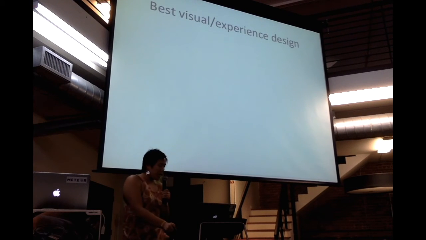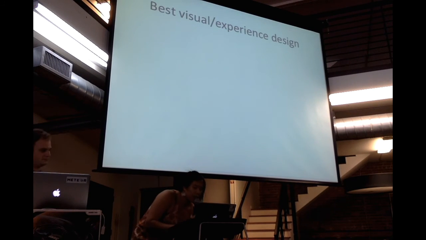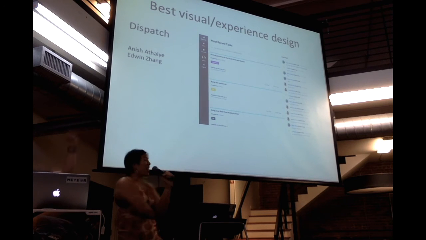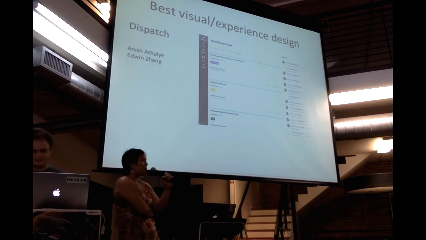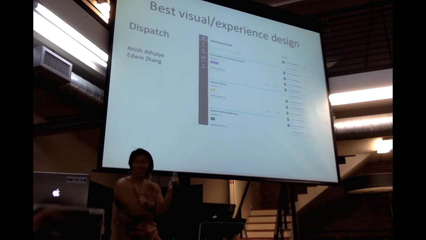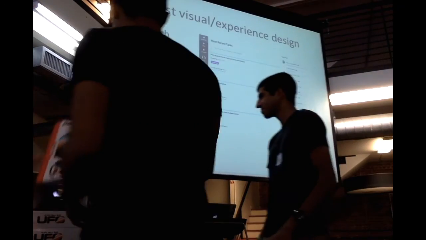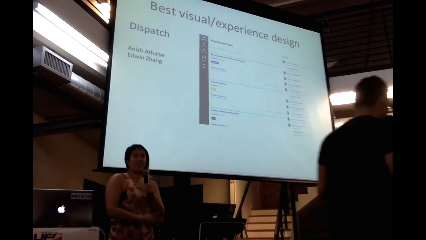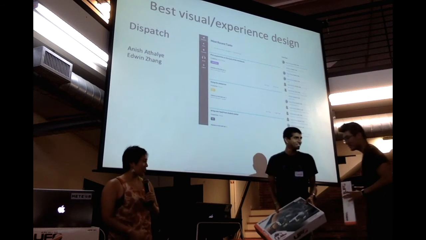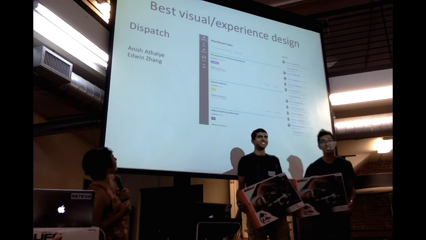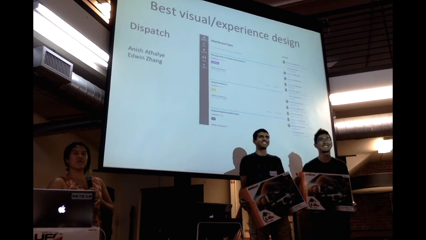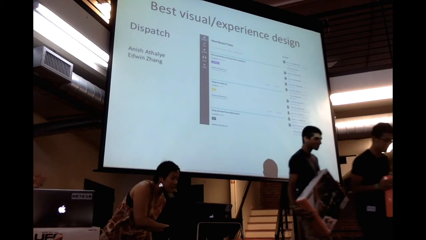Next up, for best visual and experience design, you get a small remote control drone for each team member, and the winner is Dispatch, Anisha and Edwin. Come on up, and we're going to take a quick picture. Awesome, thanks guys.